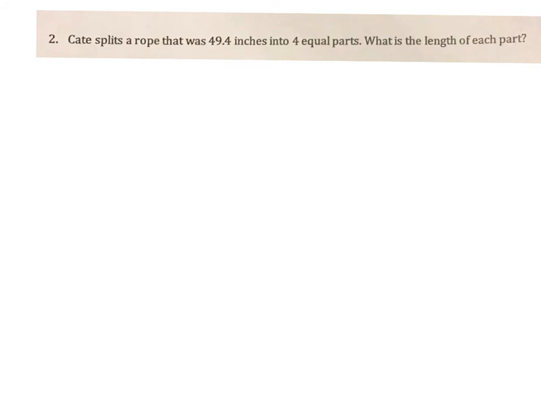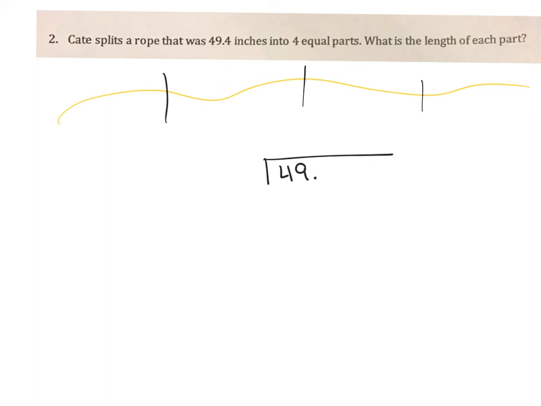Okay, Kate splits a rope that was 49.4 inches into 4 equal parts. What is the length of each part? So actually, in your mind, think of a rope. She has this rope. She is splitting it into 4 equal parts. So if I'm splitting something, we should think, oh, that's dividing. And then you have to think, okay, which one needs to go inside the dividing box? The 49.4, because that is the length of the rope, and the rope is what you are dividing. So the 4 is what you are dividing by.